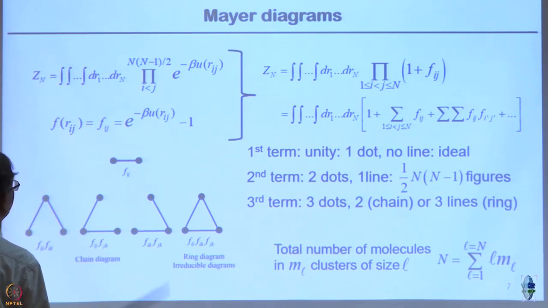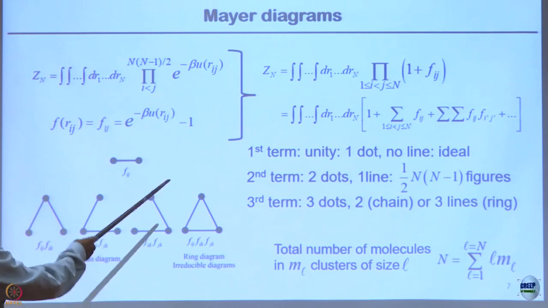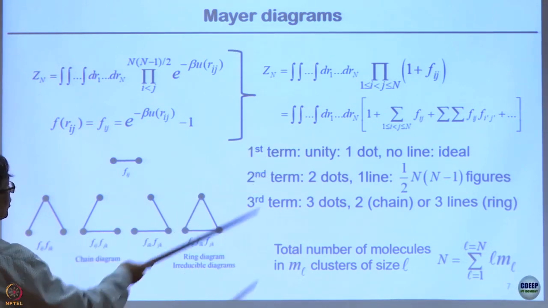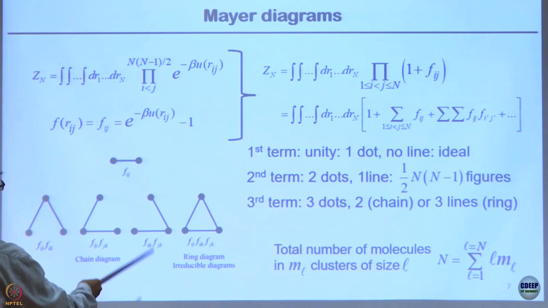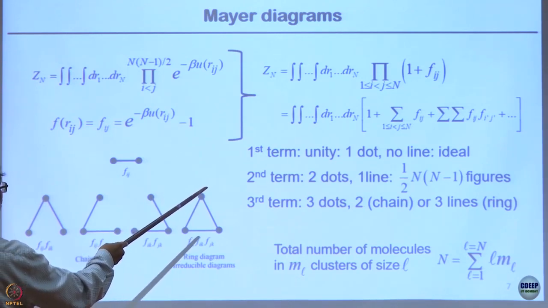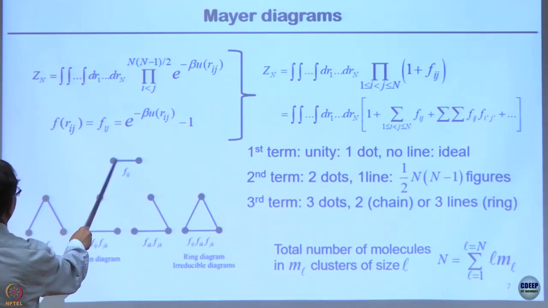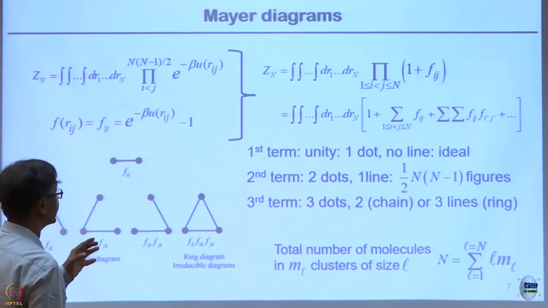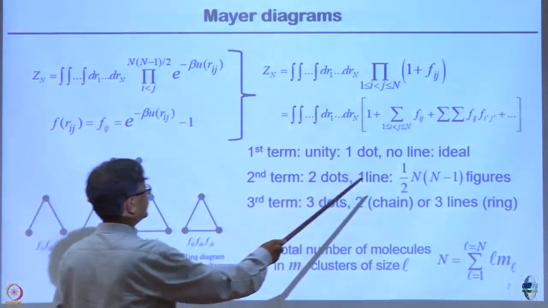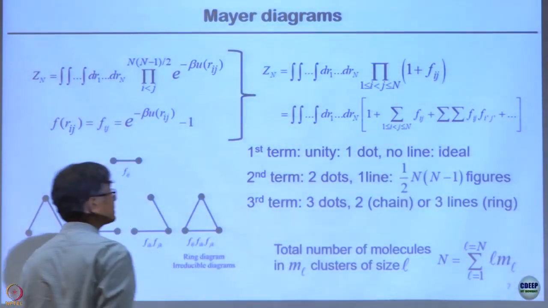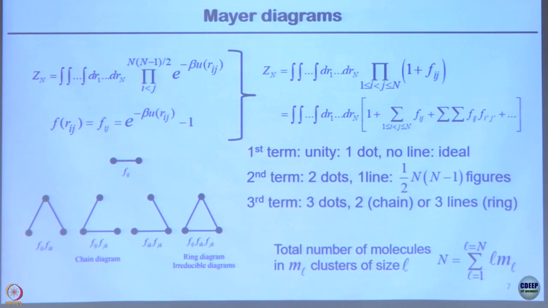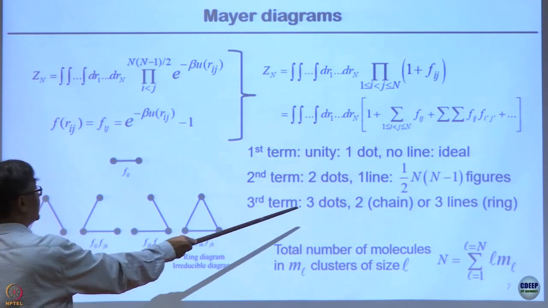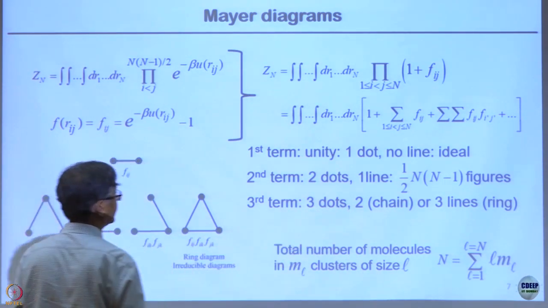Okay. So now there is a graph theoretical representation. The first term is unity, the ideal gas term: 1 dot, no line, an ideal gas. The second term, two dots and a line, and the black dots also have a meaning, and I'll come to that. Black and white is the graph theoretical language that is used, and there are such figures or graphs. Then the third term is these three dots, with two lines and three lines. So one is a chain diagram which has two lines, and the other has three lines.